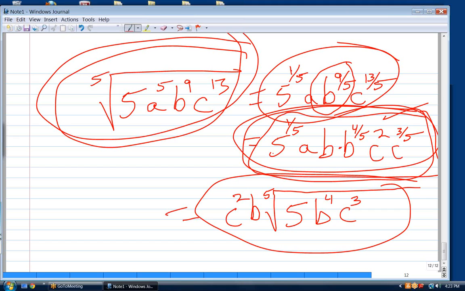Oh, I left out the A, didn't I? Sorry. And don't misinterpret this. That is not B to the 5th. That is B. That 5 just goes with the radical sign.